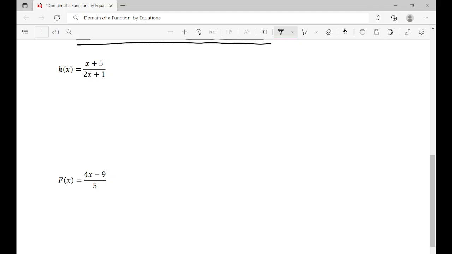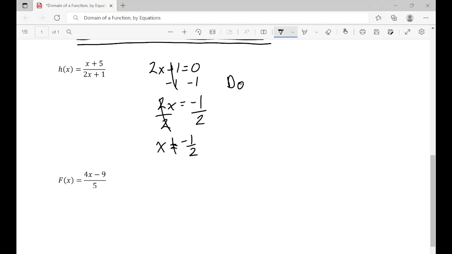Here I have the function h of x equals (x plus 5) over (2x plus 1). Again, I don't care what's in the top, I'm only focused on the bottom, the 2x plus 1. So I take that and set it equal to 0 and solve. Subtract 1 from both sides. 2x equals negative 1. Divide by 2 on both sides. x is going to equal negative a half, which again, this value must be excluded from the domain. I have to remove negative 1/2.